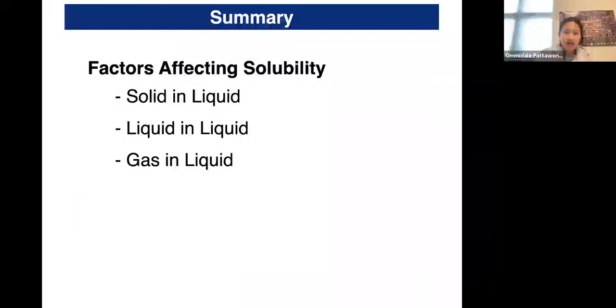The summary of this video is that we talked about the factors that affect solubility. The first one is solid in liquid, where we talked about how temperature affects it. Then liquid in liquid, where we looked at miscibility. And then gas in liquid, where we talked about the temperature effect and also the pressure effect. We also tied it back to ocean acidification, which is the real life example.